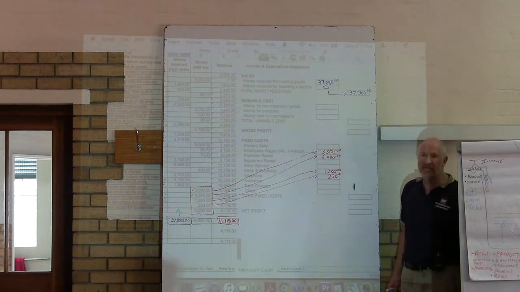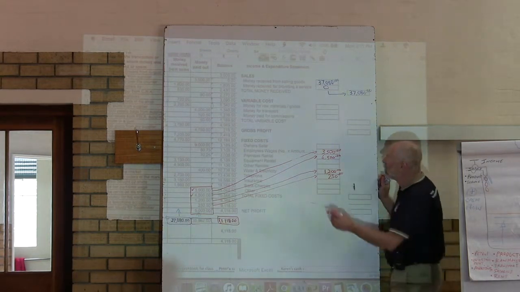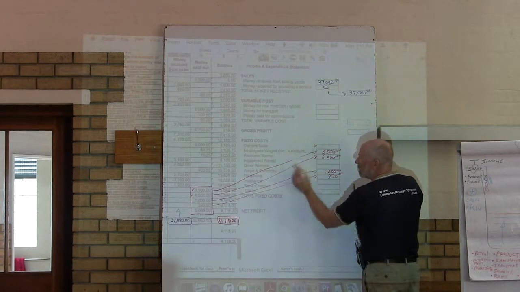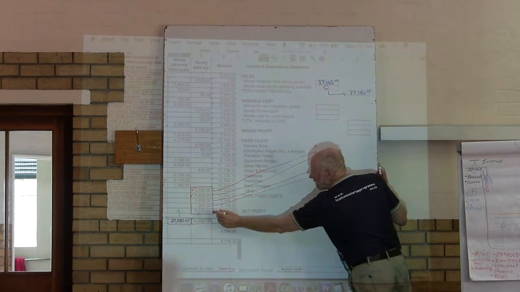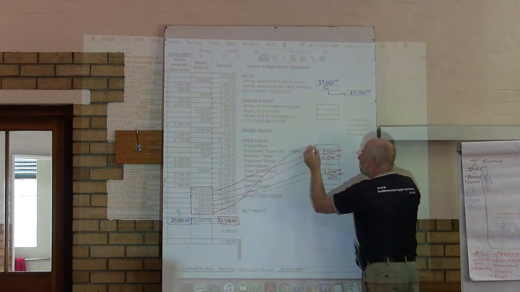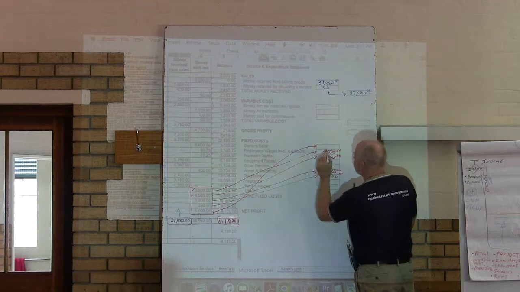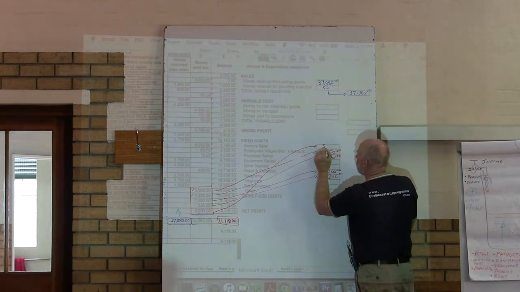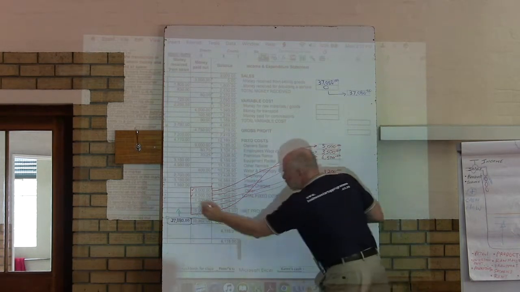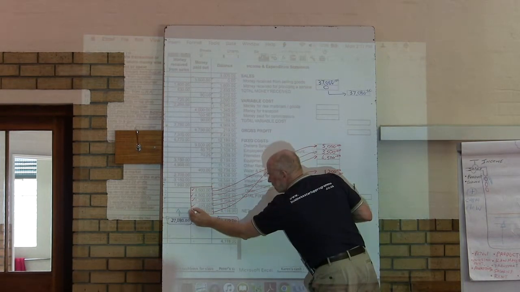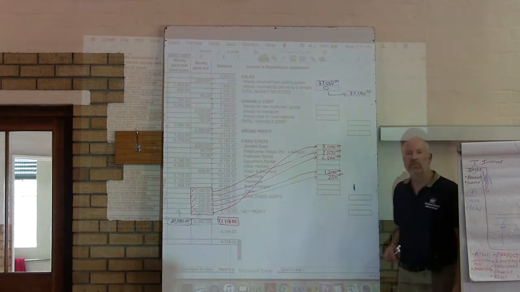And then the only one left is the owner's salary, which is going to come in here. And so we take this owner's salary here and write it in there. And make sure that you are ticking off.